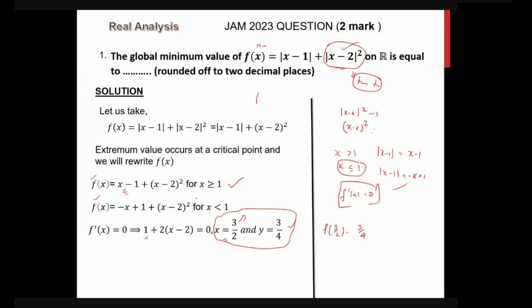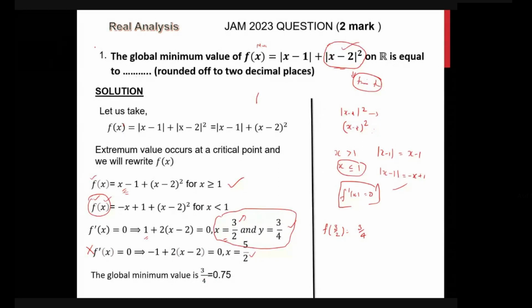Now we will check what happens in the second case. When f dash of x equals 0 in the second case, you will get x equal to 5 by 2, so the critical point is 5 by 2. But we took this for x less than 1, so this is not possible. The only possibility is x equal to 3 by 2, and the global minimum value is 3 by 4, that is 0.75.